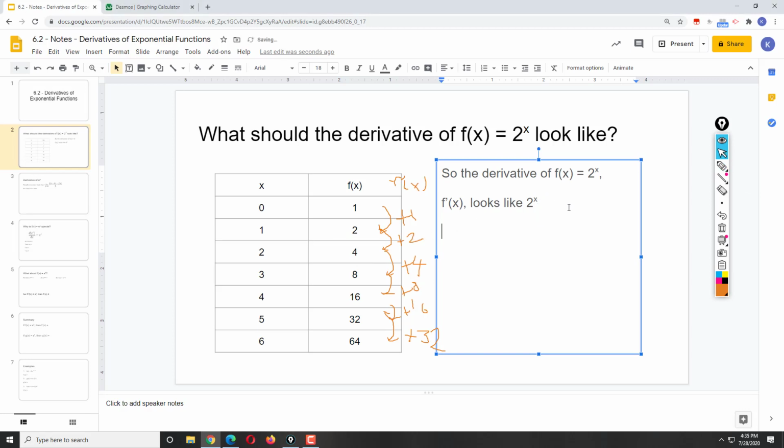So really, it looks like it, but f prime of x is actually 2 to the x times some constant. We're off by a little bit. We're going to have to figure out what this constant is going to equal. Okay? So we will come back to this question. But we know that the derivative should look like 2 to the x times something.